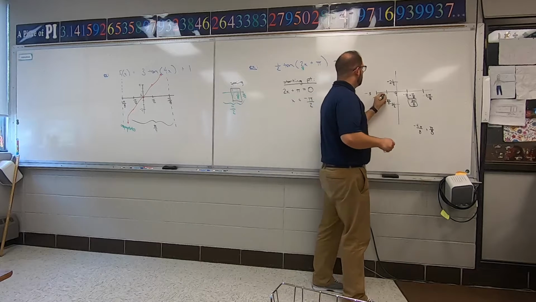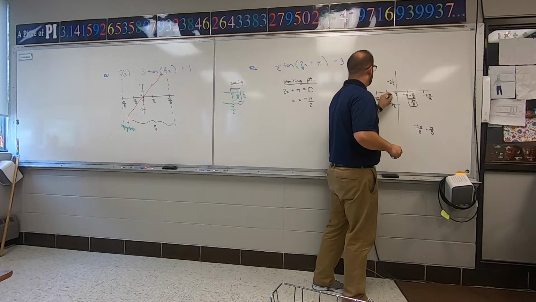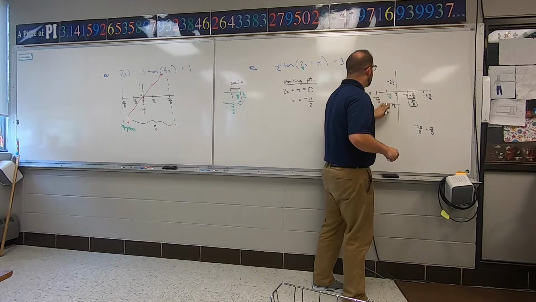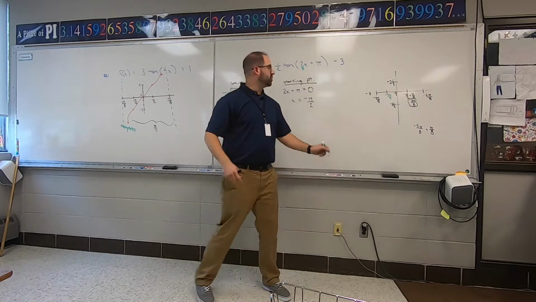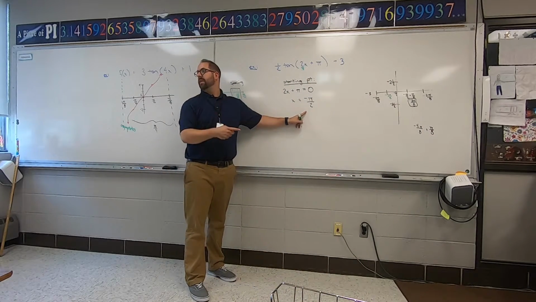Why did you start the negative pi over 2 in the middle again? Because that's how far to the left I was shifting. That was my starting point. My starting point was negative pi over 2 to the left, and then it shifted down 3.